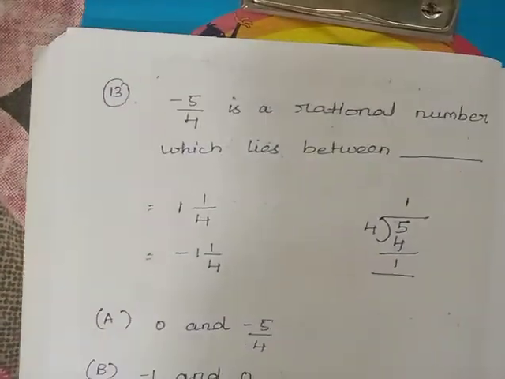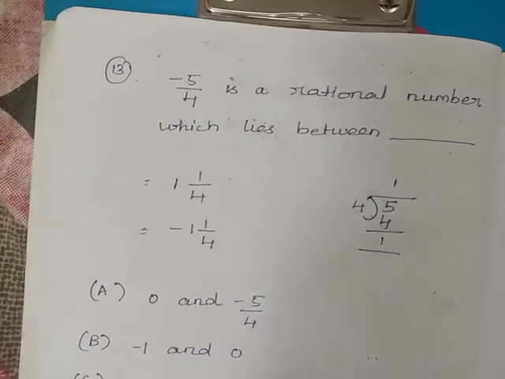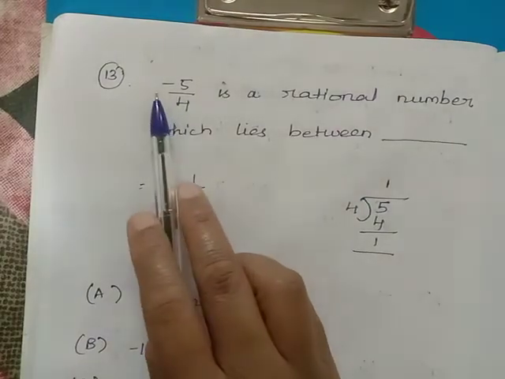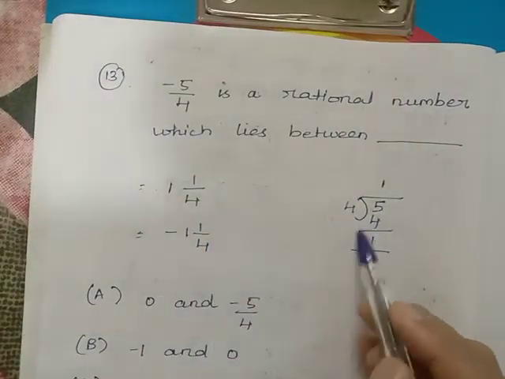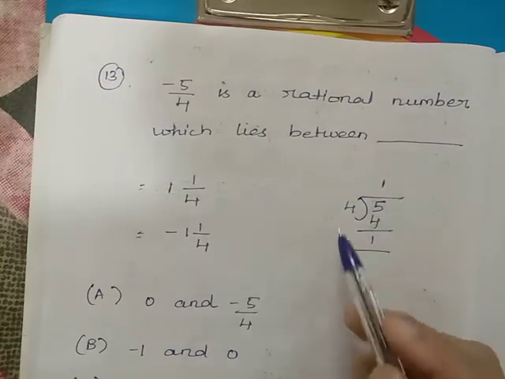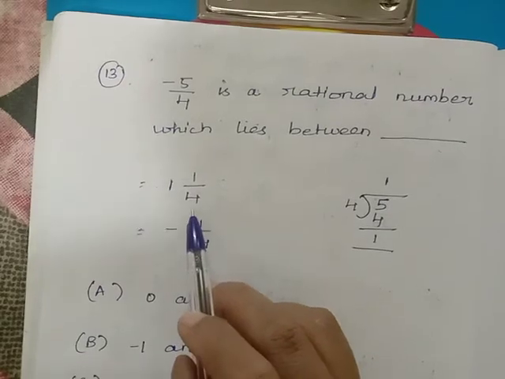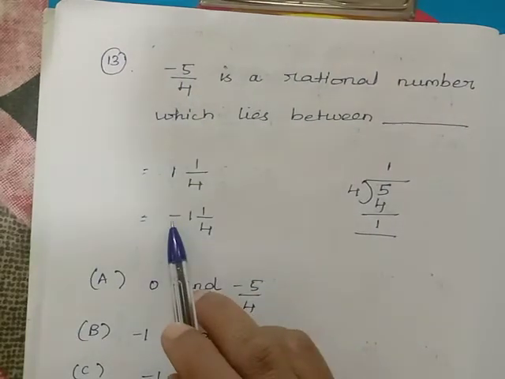Minus 5 by 4 is a rational number which lies between... So, minus 4 by 5 lies between. We have to find. So, we'll divide this number minus 5 by 4. The minus, let it be. So, 5 divided by 4, your answer is 1. We'll write this in the mixed fraction. So, I've written here 1 by 4. So, 1 4s are 4 plus 1, 5. We have 1 minus, so I've written here minus.